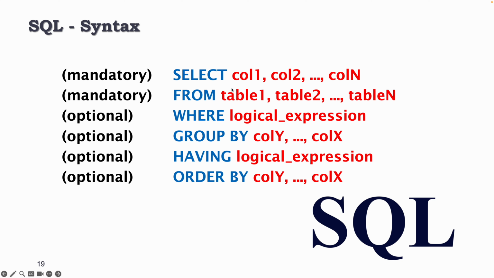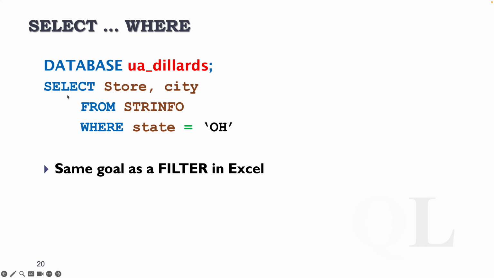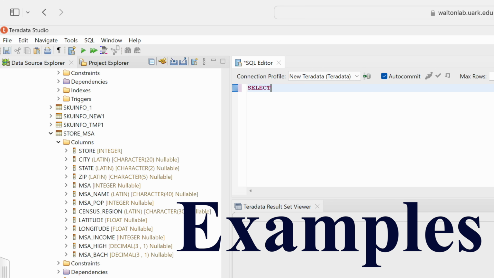When we say select, basically we are selecting columns from tables, and then we have to tell these columns are from which table. So we have to specify table name. And then there are some optional commands that help us customize our query. So let's look at this simple one first. Since we already indicated we want to use UA underscore Dillard's, we can start by typing select store city. As a convention, I will type commands in uppercase, but you may choose to use lowercase or uppercase. It doesn't matter.